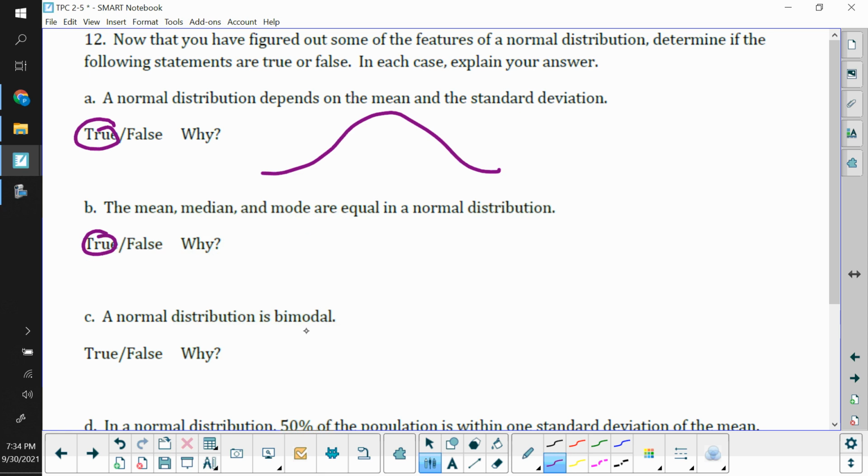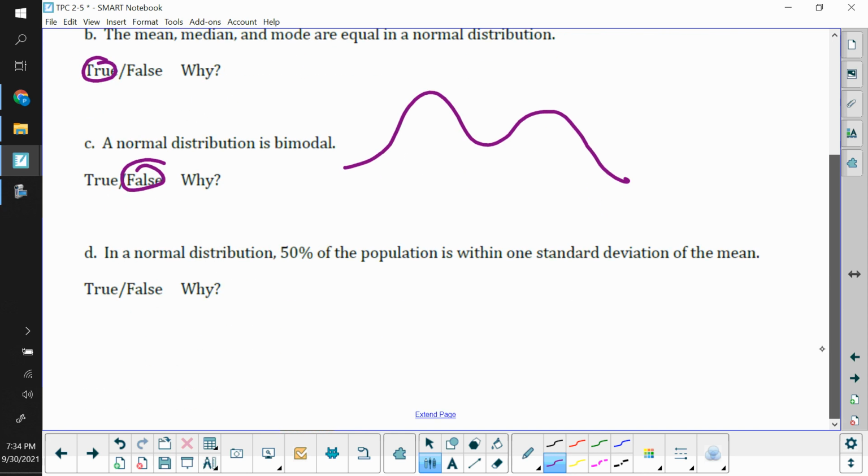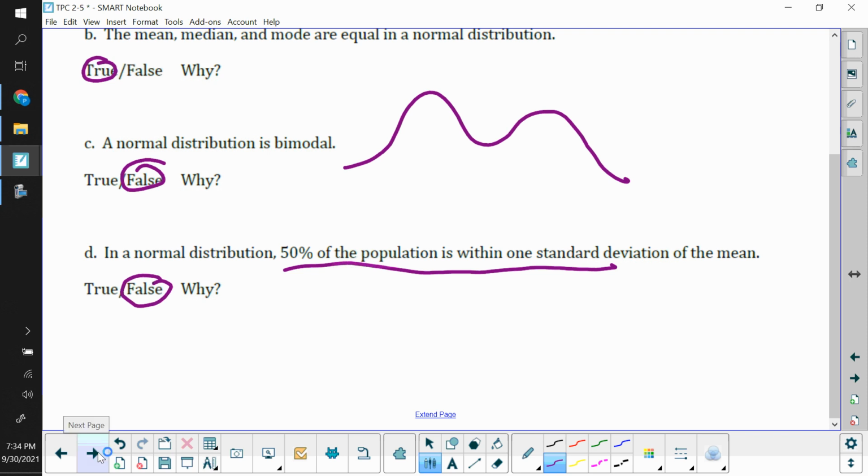See, bimodal would mean there's two mounds. If there's two mounds, then it's not a normal distribution, so that would be false. And this last one, 50% within one standard deviation, this is going to be false, and we're going to see on the next slide why that is false.